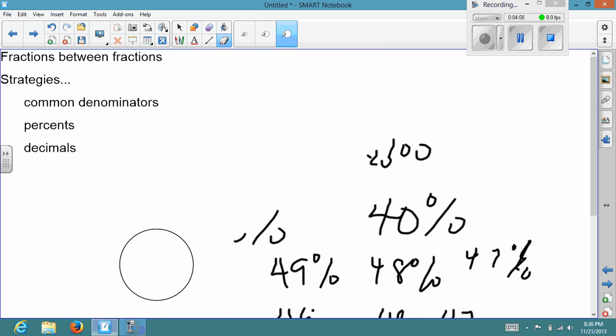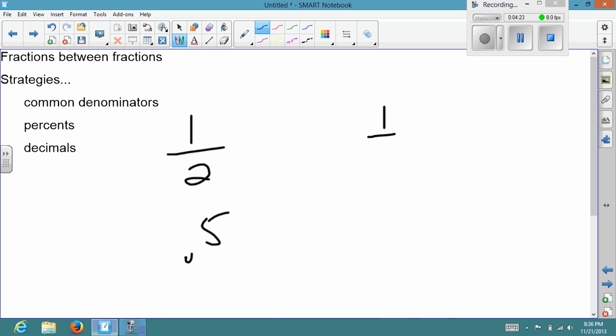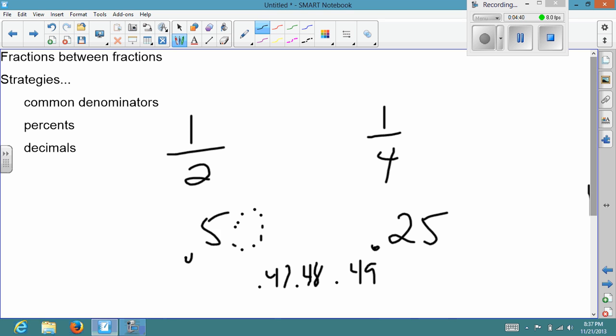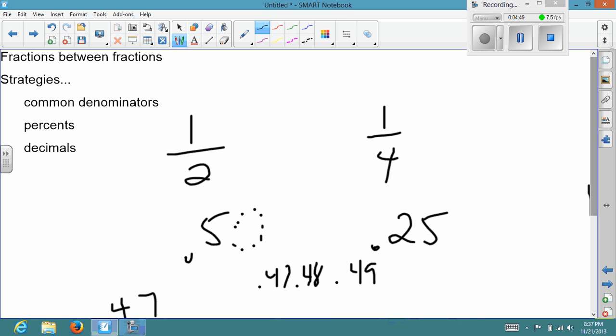A third way to find fractions between fractions goes with the percent idea, in that you could change them to decimals. So 1/2 is 5/10, and 1/4 is 25 hundredths. If I make this 50 hundredths so I can see it better, then between 25 and 50, I have 49 hundredths, 48 hundredths, 47 hundredths, and so forth. And then I just write those as fractions. So 47 hundredths is between 1/2 and 1/4.